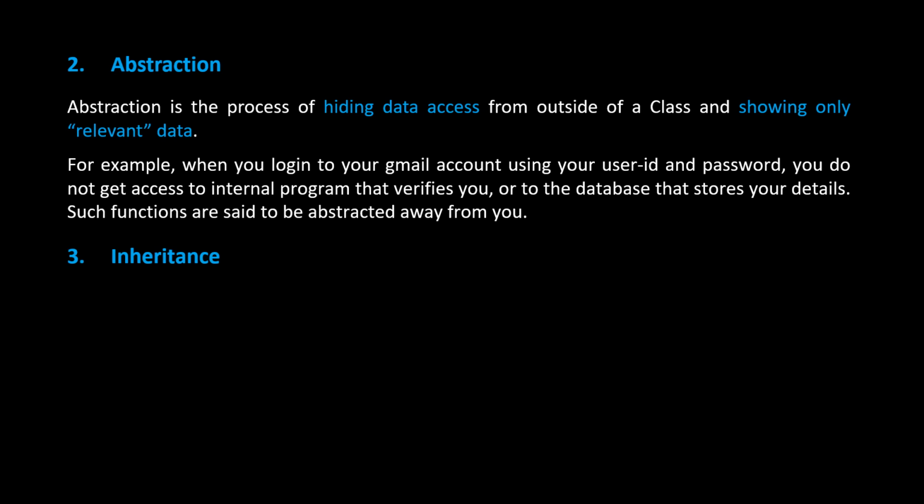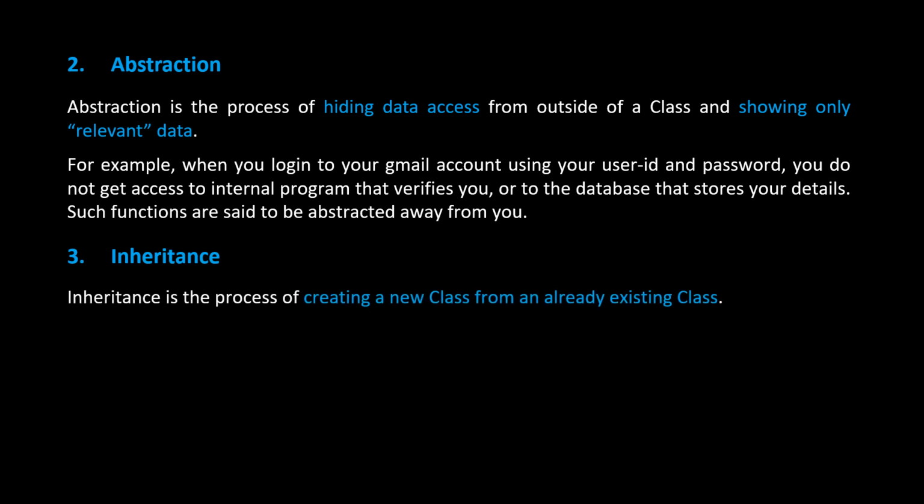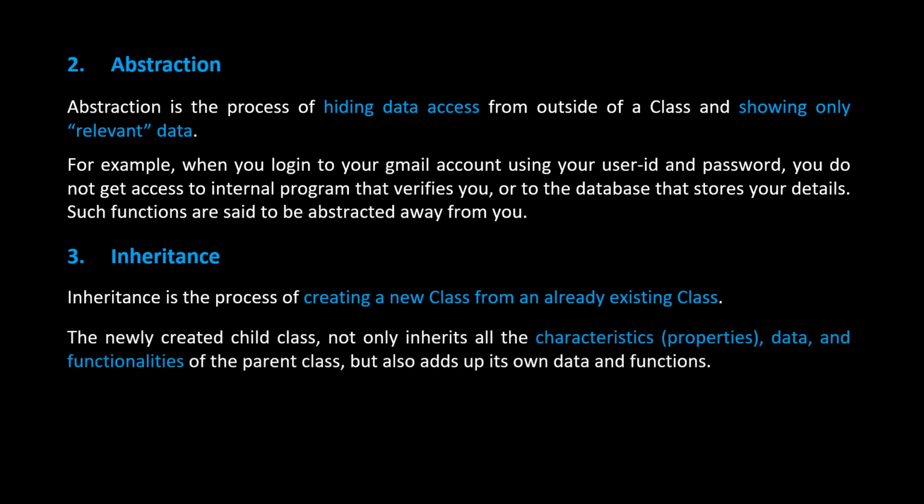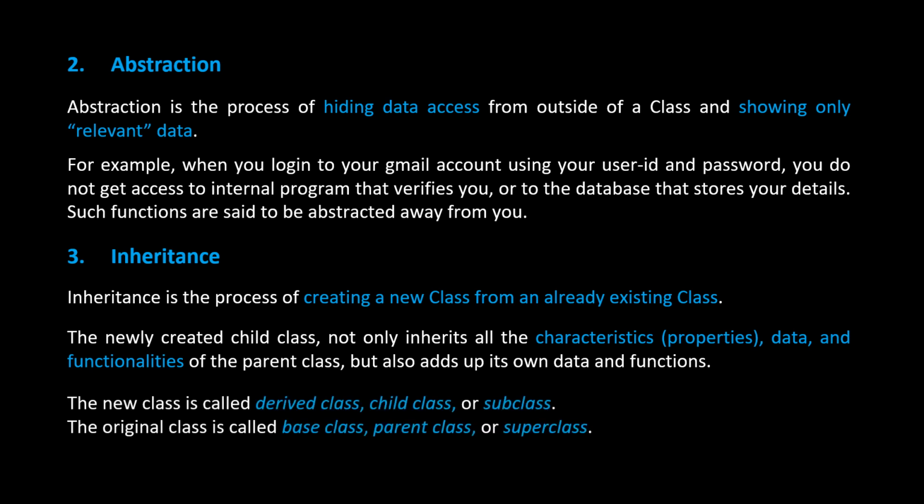Number 3. Inheritance. Inheritance is the process of creating a new class from an already existing class. The newly created child class not only inherits all the characteristics or properties, the data, and functionalities of the parent class, but also adds its own data and functions. The new class is called derived class, child class, or subclass. The original class is called base class, parent class, or superclass.